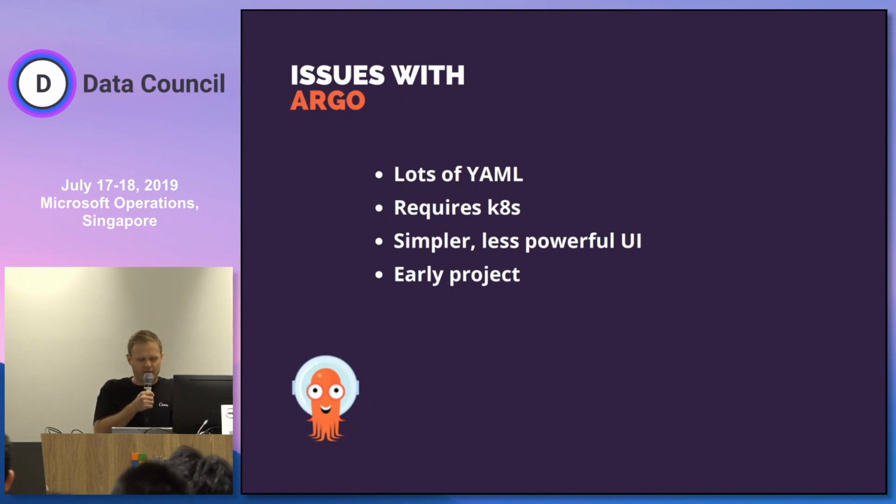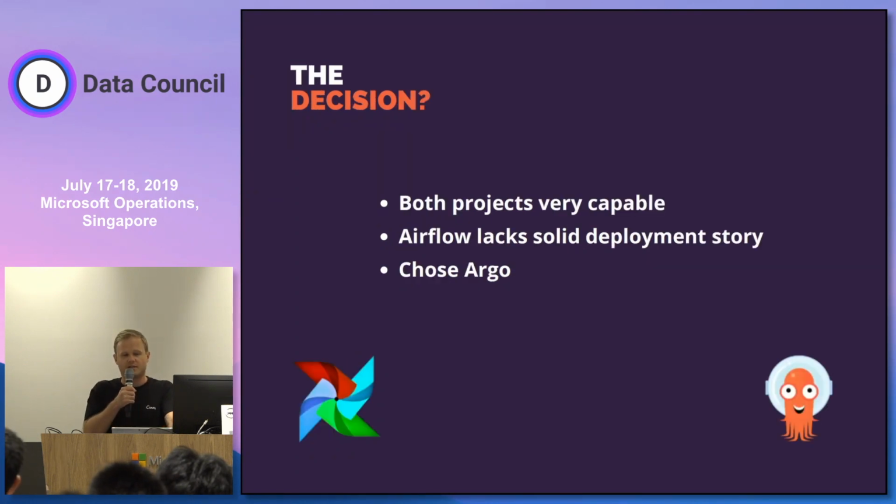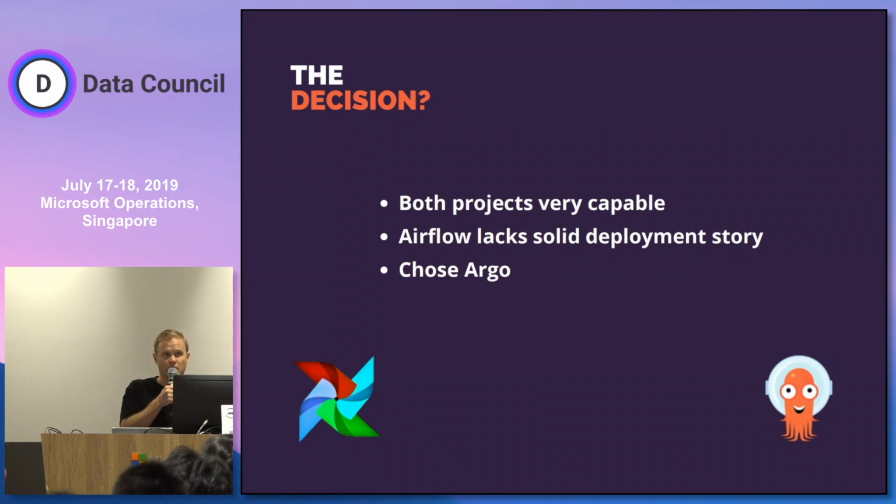It has a lot of benefits, but it can be a chore to operate, even on some of the managed Kubernetes systems from AWS, Google, or Microsoft. So what was our decision? Ultimately, both tools are very capable. And the main thing that let Airflow down for us was its deployment of DAG story. We chose Argo because it has a better deployment story for the DAGs via an API and command line tool.